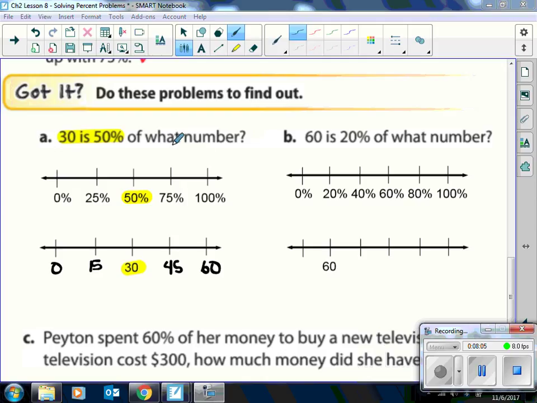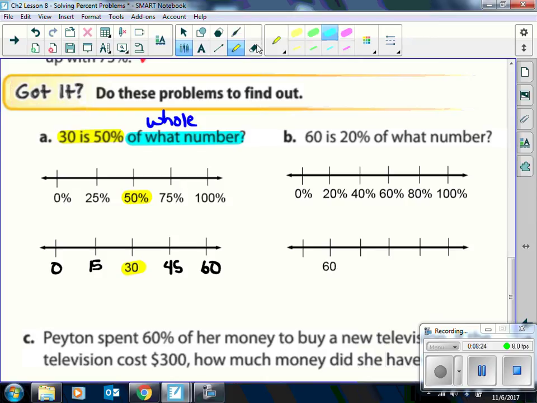So now we want to find what the whole is. We want to know what is the "of what number." That, again, is the whole. And of course, if I'm talking about the whole thing, I'm talking about 100%, right? So 100% matches up to what? Matches up to 60. So 30 is 50% of 60.